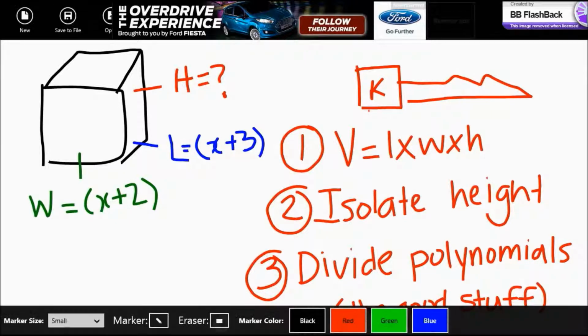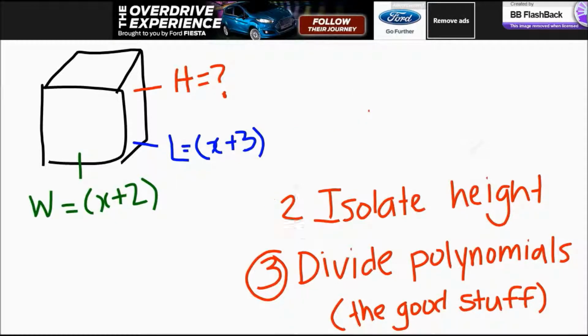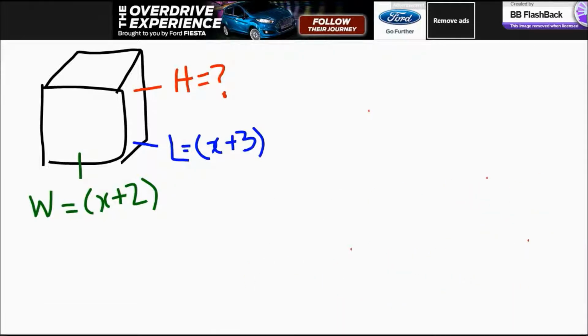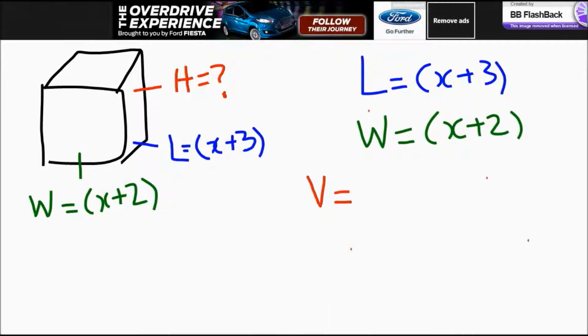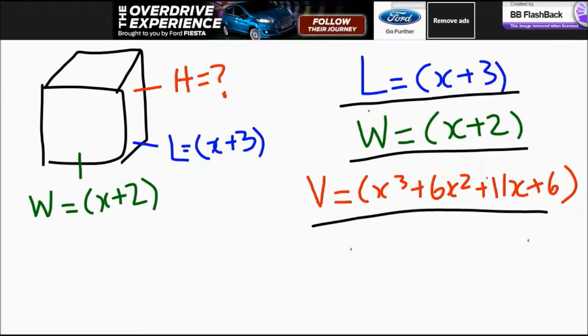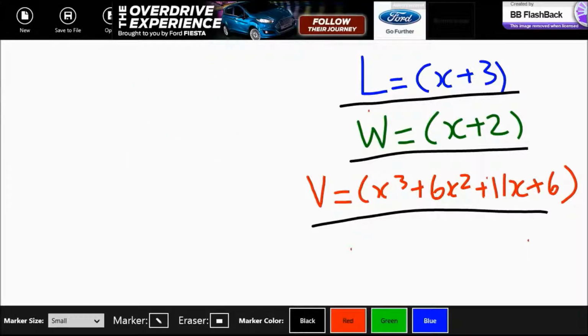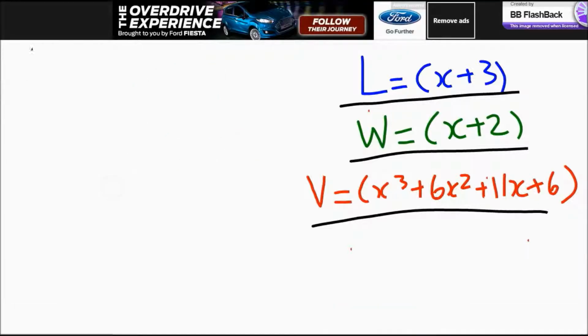So now that we know the key components that comprise this question, let's start with the first step. Step number 1 is identify the known and unknown variables. The variables we know are length, x plus 3, width, x plus 2, and volume, x cubed plus 6x squared plus 11x plus 6. Now, plug in our known variables into the volume equation. The first steps are too easy, so buckle up.